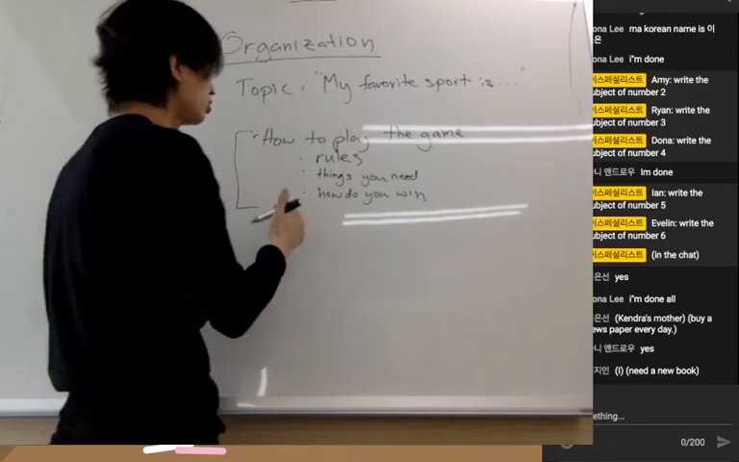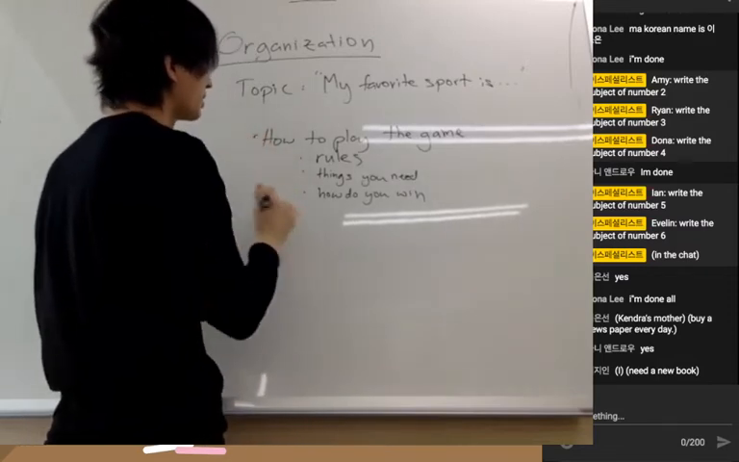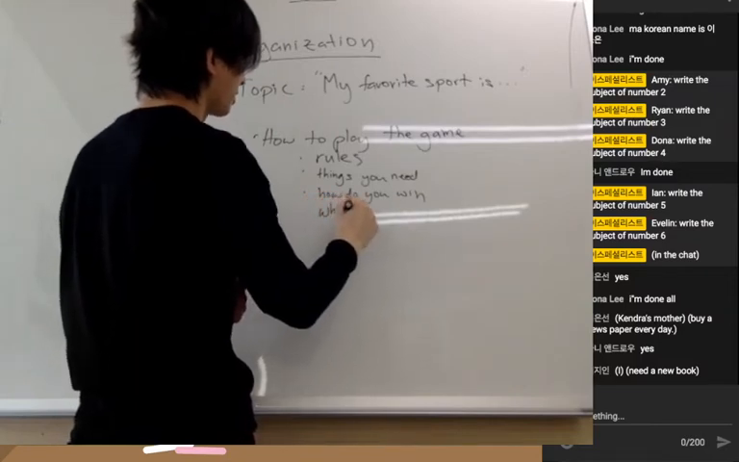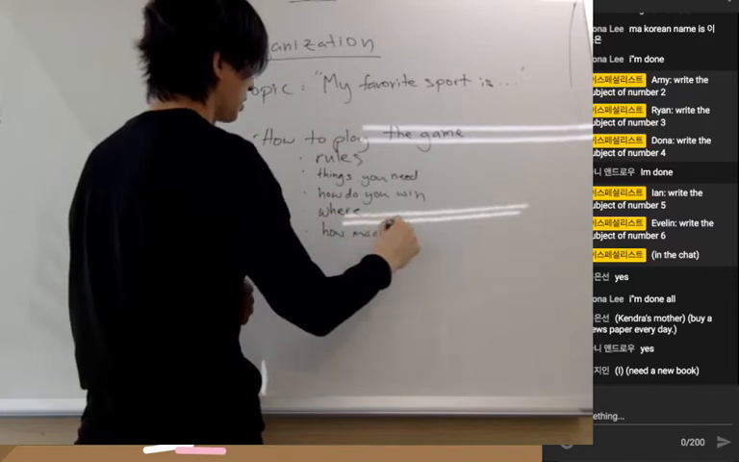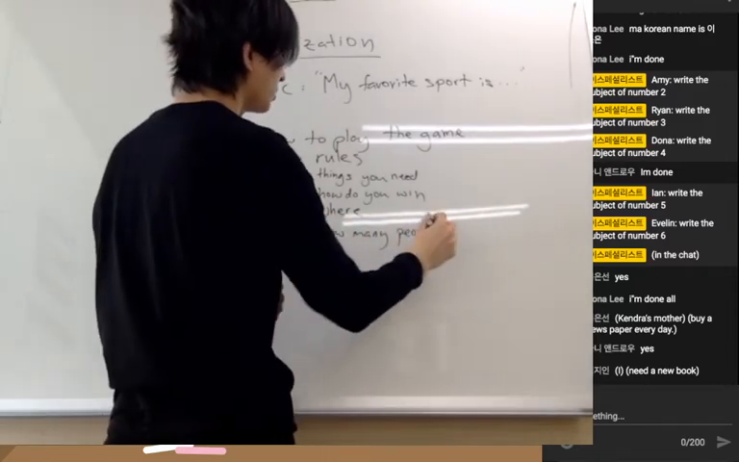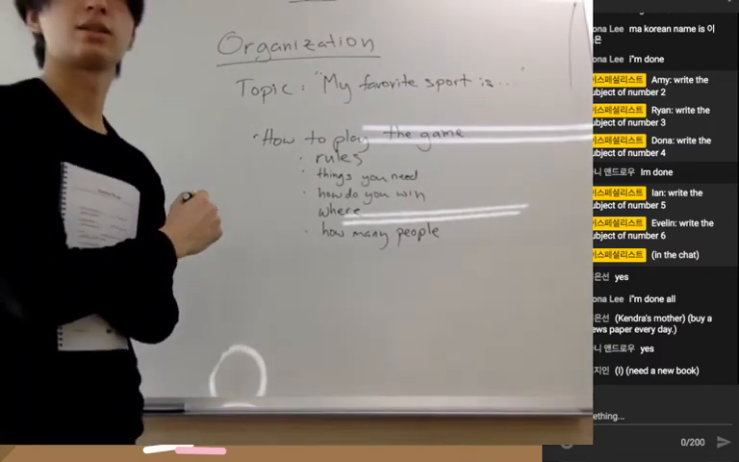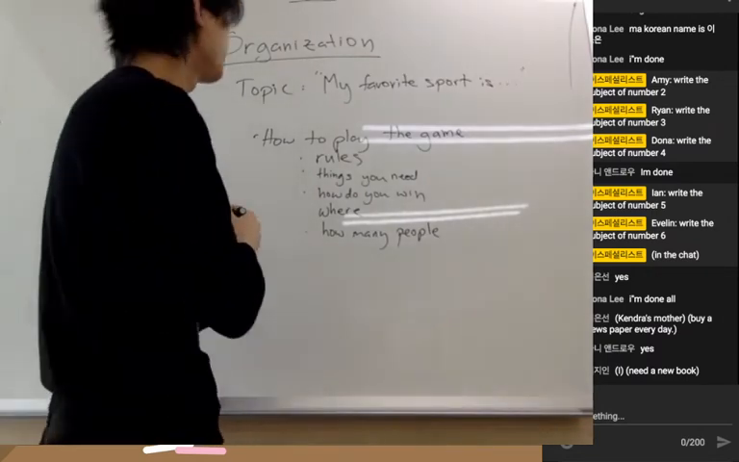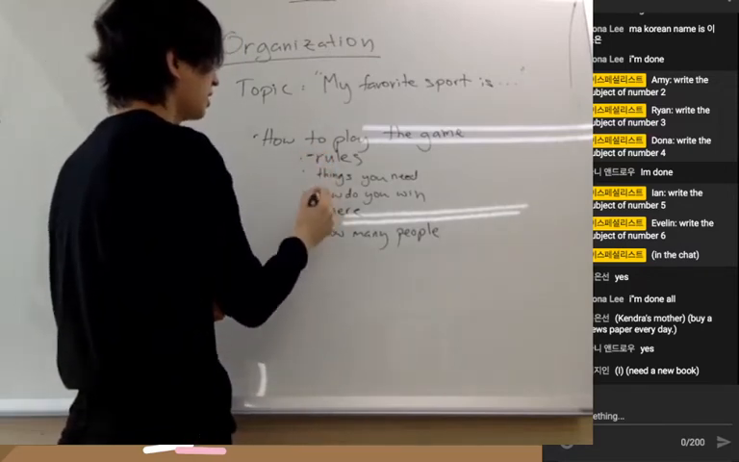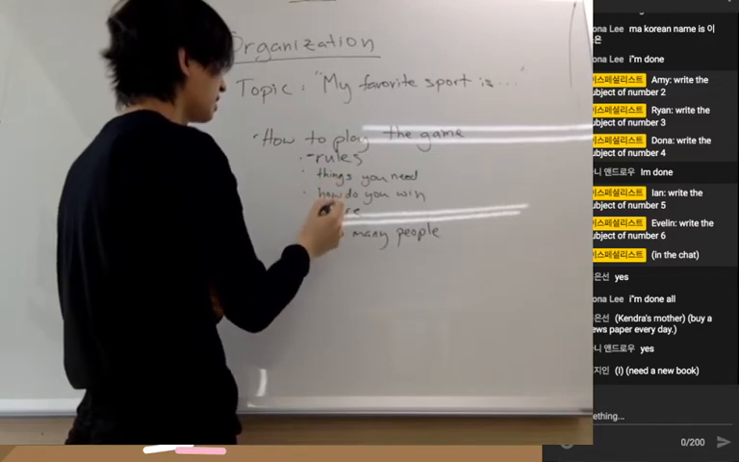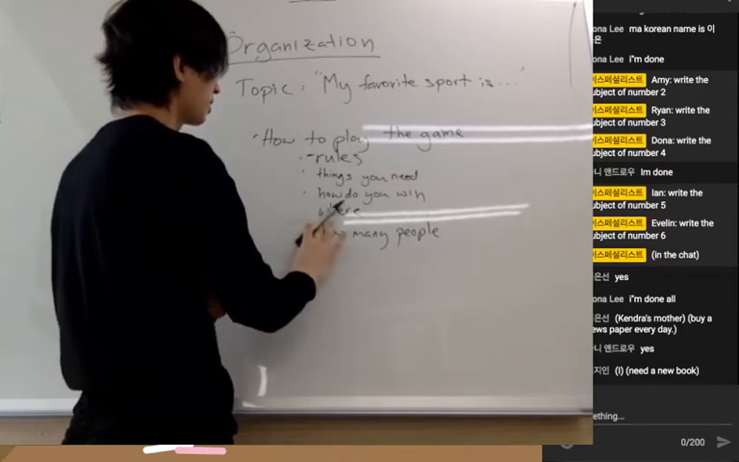We don't want to mix up the order of these things, like where and how many people. I've seen it before. Will, can you read this? I don't know if you can read that. I've seen it before where students write half of the rules here, and then say things you need, and then where, and then half of the rules down here.